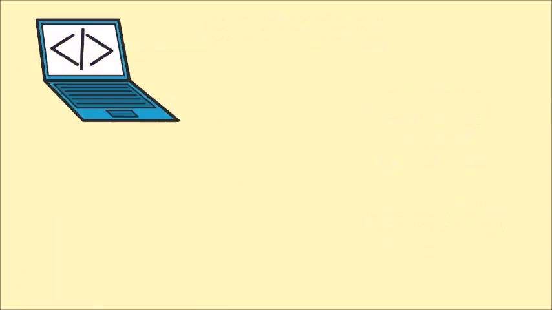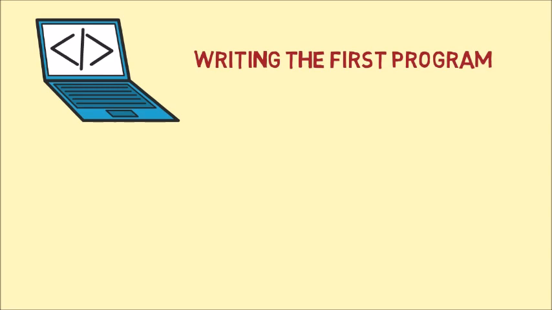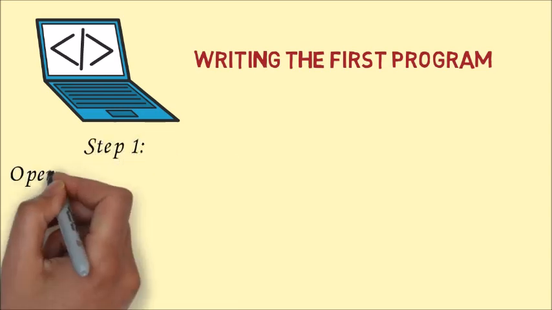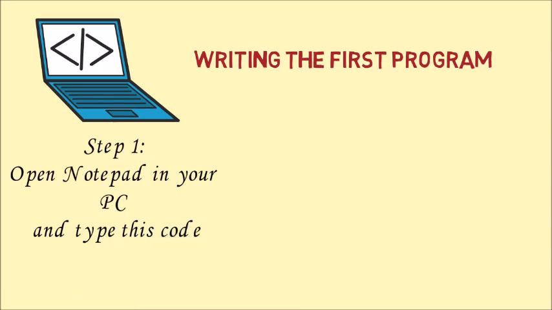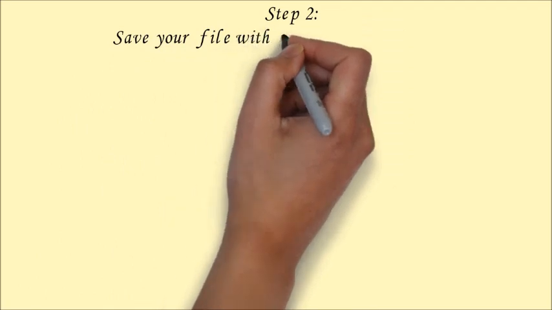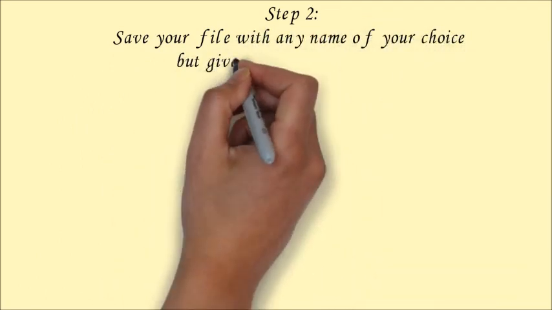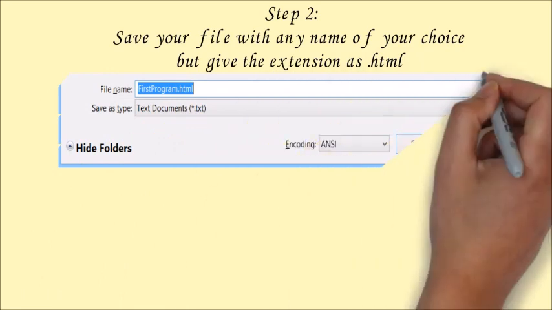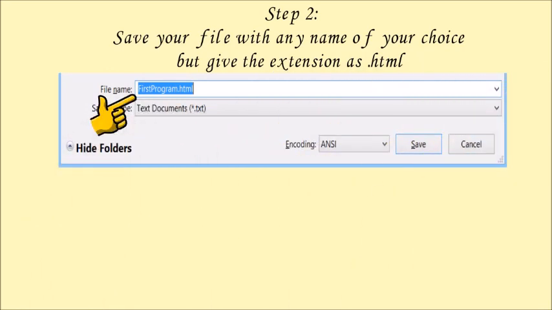Now that you have understood the basic structure of an HTML program, shall we try and code the first HTML program? Let's start. What you just have to do is follow these steps. Open Notepad in your PC, or if you have any other editor as mentioned in the previous lesson, and type the following code. Once done, save your file with any name of your choice, but don't forget to give the extension as .html, like this.